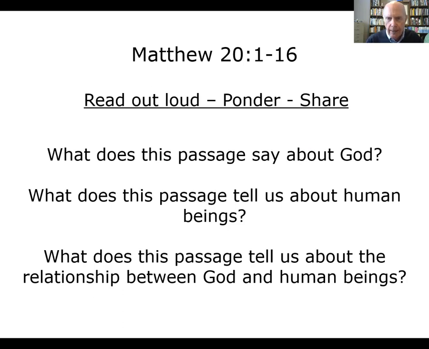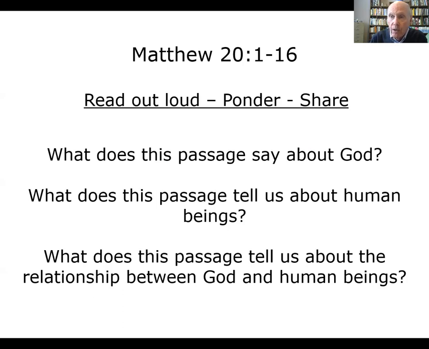What does this passage say about God? What does this passage tell us about human beings? And what does this passage tell us about the relationship between God and human beings? Those are questions often asked in the course of the Disciple Bible Study itself, because they have proven to be fruitful questions. Particularly so in this passage, because people react to that reality of the same payment for different amounts of work in different ways. So you might consider that parable from Matthew, what it might be saying about God, what it might be saying about us, and also the relationship between us and God.